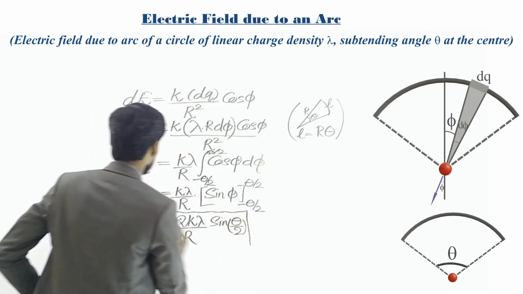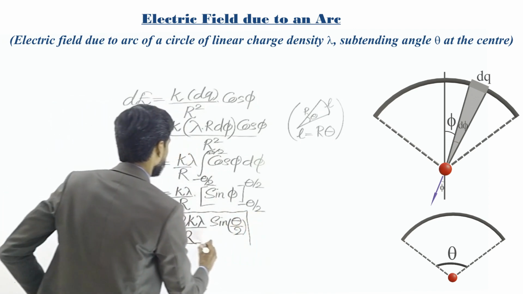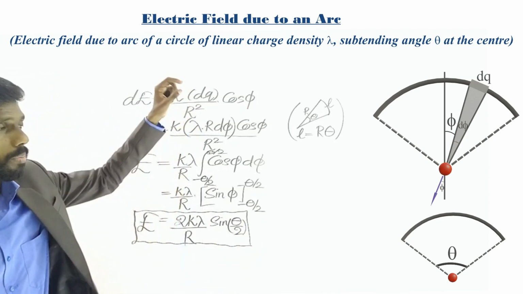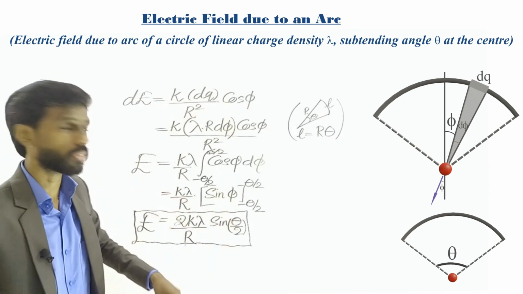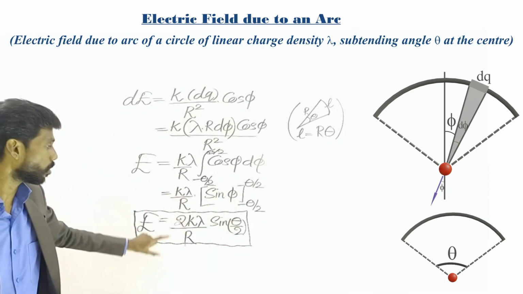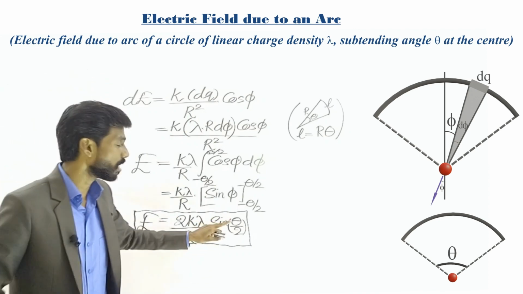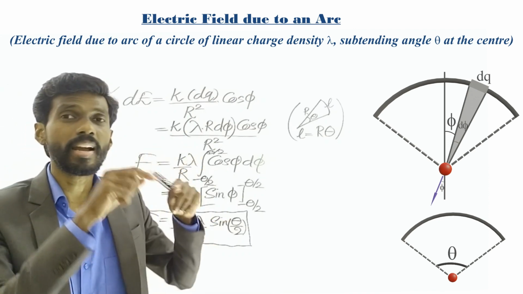Okay, what is the direction of this electric field? That will be in the vertically downward direction, right? By symmetry, the electric field will be pointing downwards. But the magnitude has this value, 2kλ/r multiplied by sin θ/2. What is this θ? The angle subtended by the arc at the center.